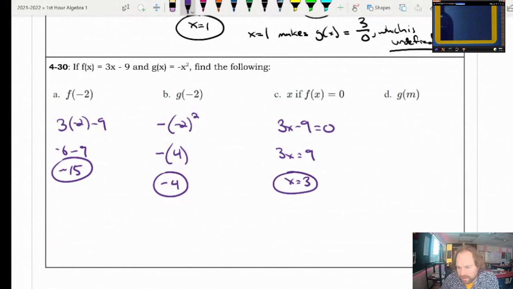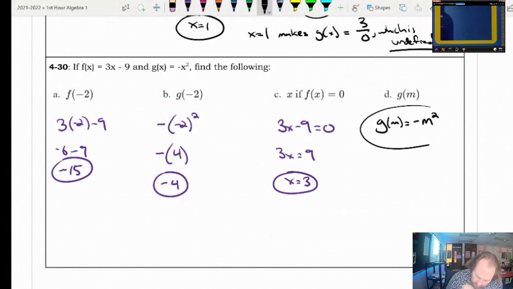And what is g of m? This is the easiest question in the world, man. G of m, just take m and plug it in for x. Negative m squared. There it is.